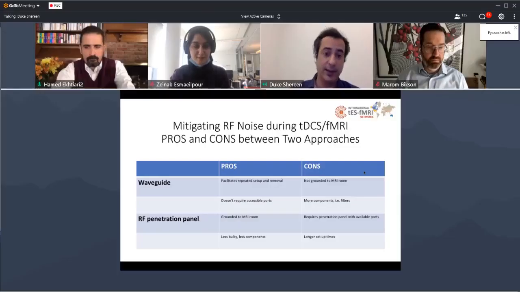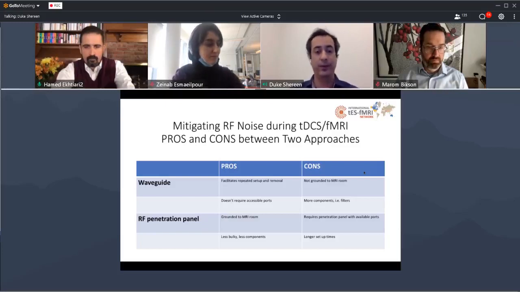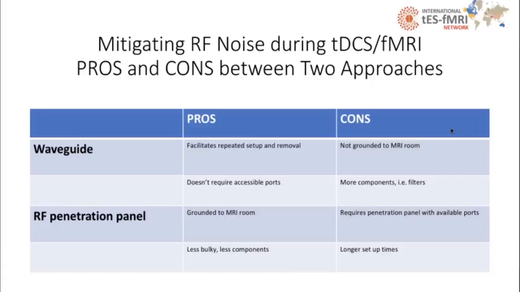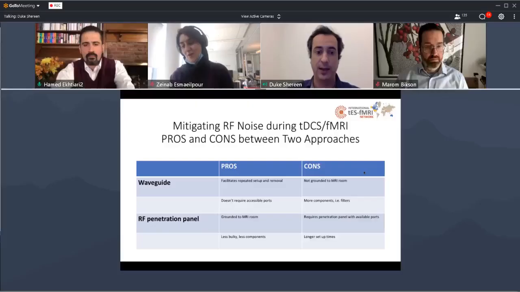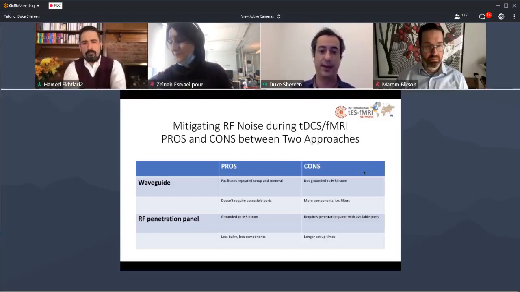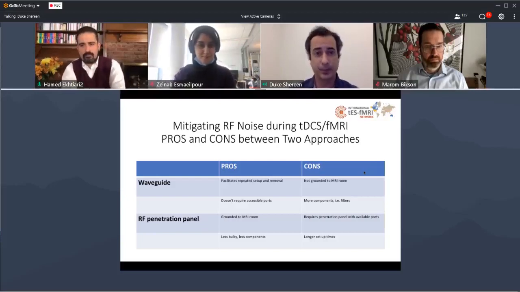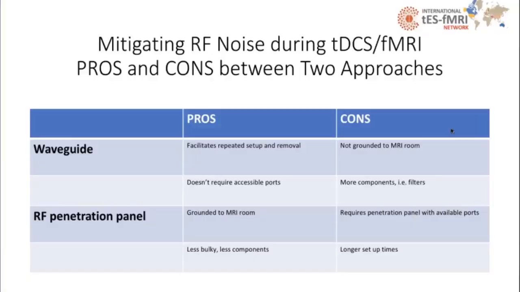Cons to the waveguide, again, unlike the penetration panel method, it's not grounded. There's more components, the filters are bigger and bulkier. Cons to the RF penetration panels, you need to have an available port. You might have to puncture or do some changes to your penetration panel to make it happen. And setup times can be longer if you're going to be bringing your equipment into the scanner and taking it back out. I will say also that the cabling is different. So we can go to the next slide.